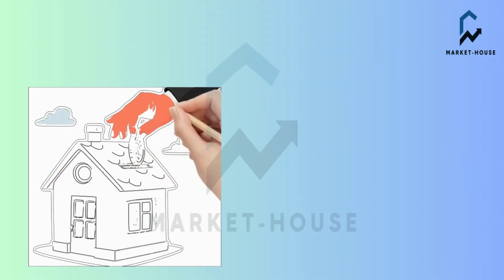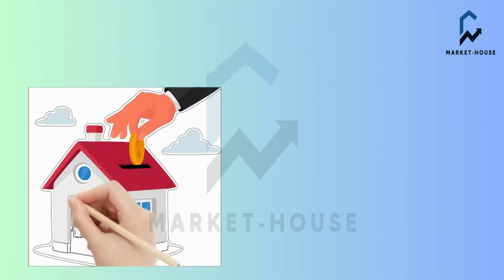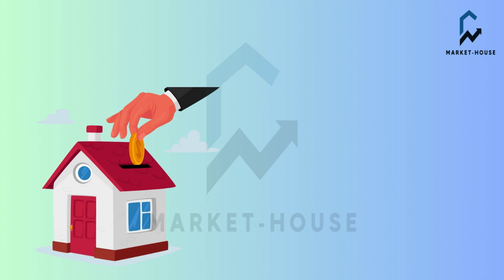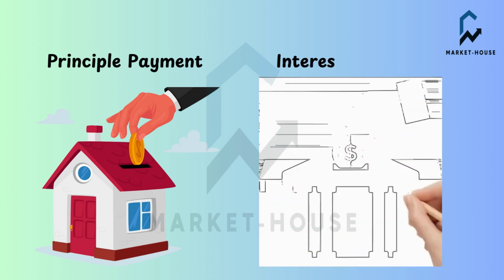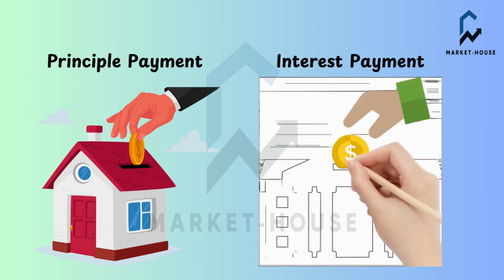When you take out a mortgage, you'll make regular payments. These could be monthly, bi-weekly, or even weekly, depending on the payment schedule you choose. Each payment is divided into two parts. Principal, this reduces your loan balance. Interest, this is the cost of borrowing money paid to the lender.